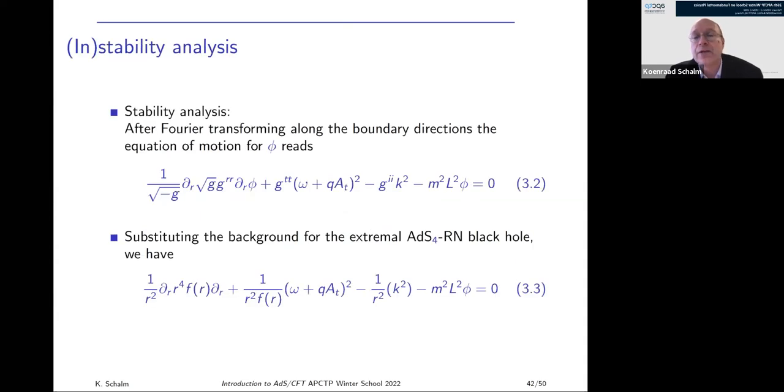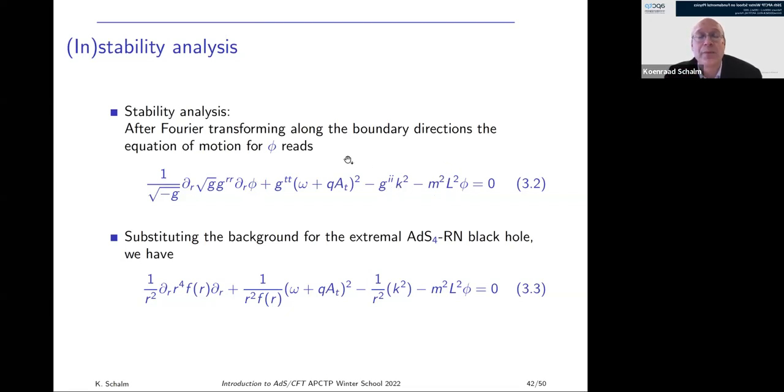Now the first thing you do, also if you would study this in ordinary field theory, spontaneous breaking, you look at the stability of the system. So let's Fourier transform along the boundary directions, around the t and the x directions, and look at the radial equation of motion for this charged scalar field phi. Now here we have the normal Laplacian. Here we have the Fourier momenta along the boundary.